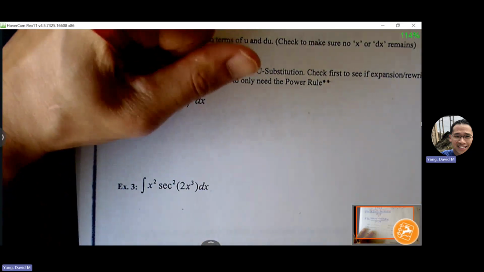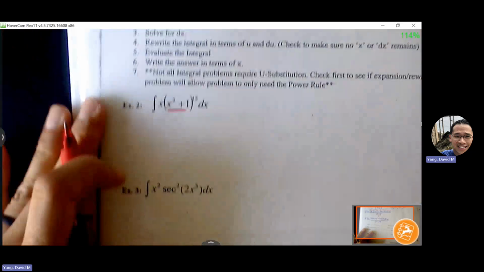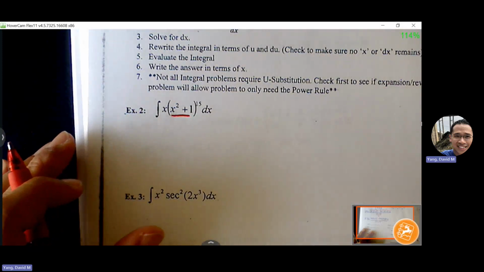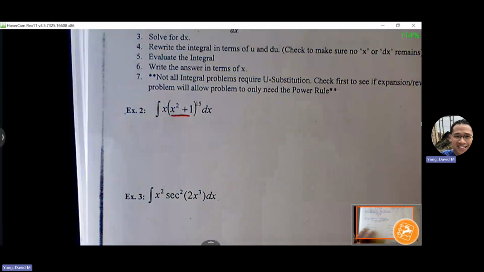X squared plus 1. Okay. And we always want our U value to be something that is more than just X. If you let your U value just be X, you're not going to create a simpler problem. The whole idea is that we want to create a simpler problem. We want to see, do we have everything lined up? And if there's any leftovers, we keep track of those leftovers.